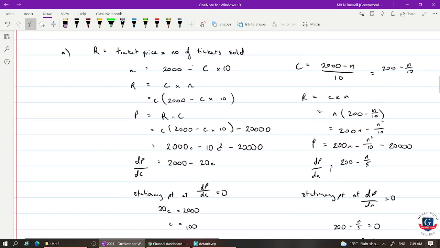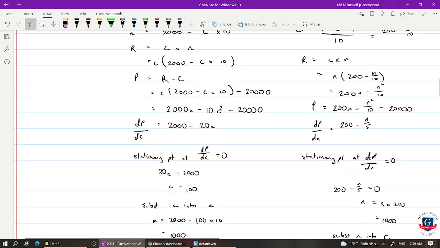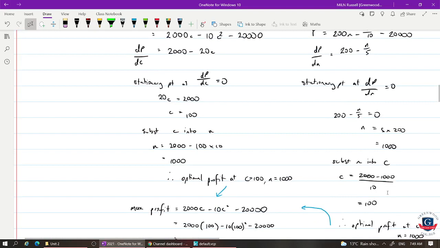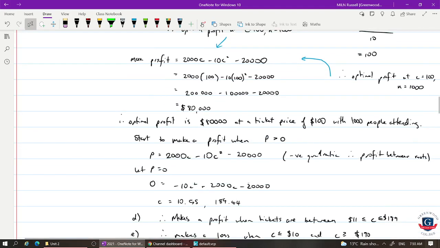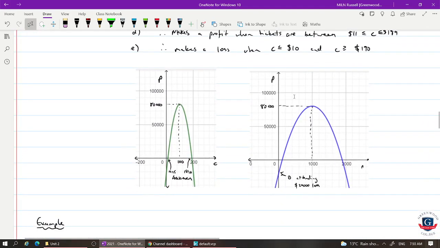We can find dP/dn, do the same operation with the stationary point, and again we'll find that n is 1,000 and the cost is 100. And then we would have repeated the same process. We would have gotten this graph showing the number of people from here to here is the profitable region, and the unprofitable region is this region on the outside. And so the max optimal profit is still $80,000 because we're using the same set of equations.